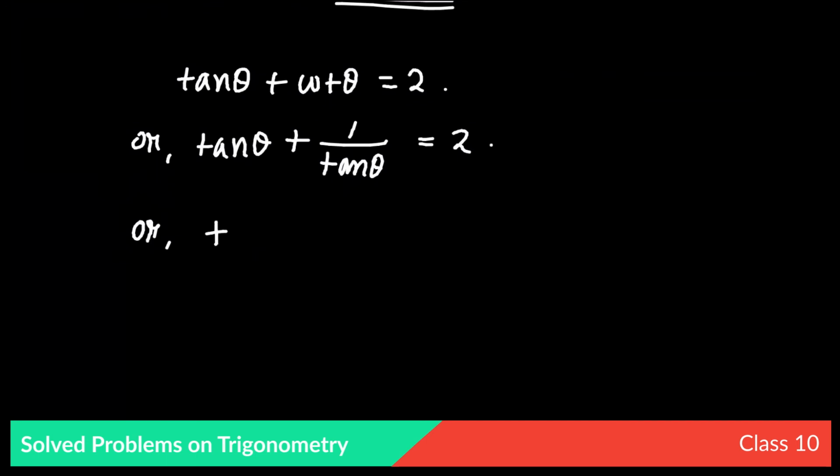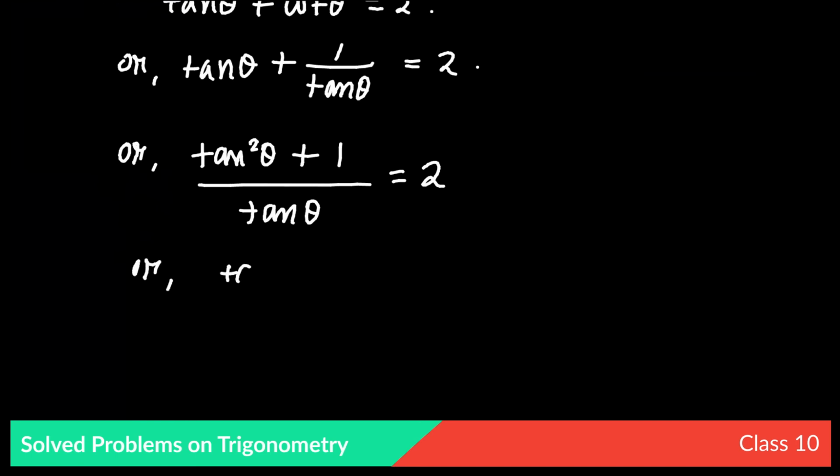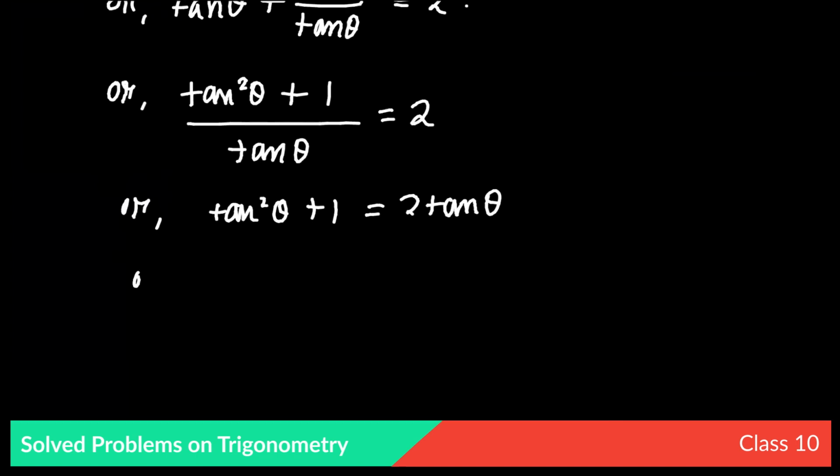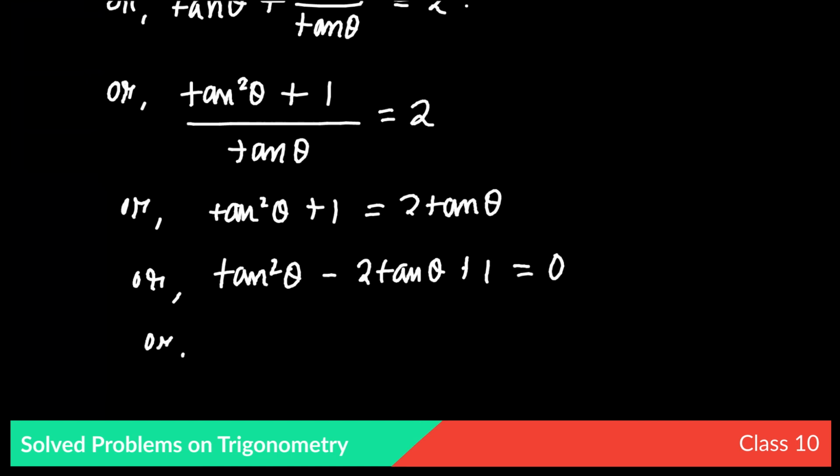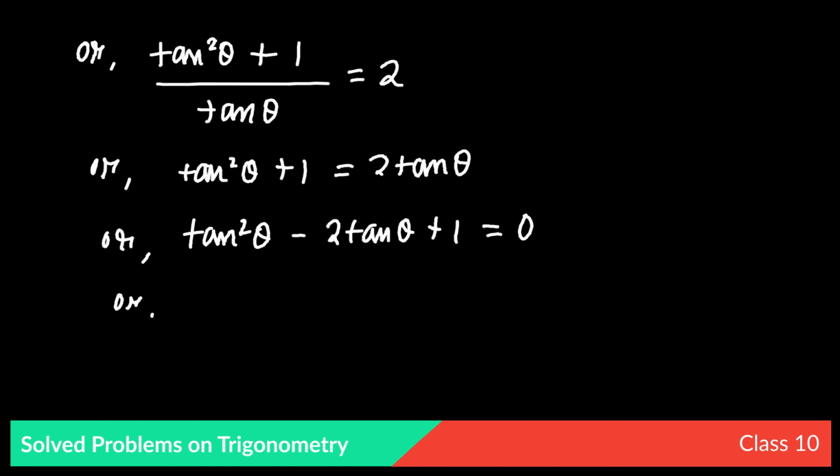Now if we take the LCM, it is tan square theta plus 1 by tan theta equal to 2. So it is actually tan square theta plus 1 equals 2 tan theta. So if we bring this 2 tan theta to the left hand side, tan square theta minus 2 tan theta plus 1 equal to 0. Now if you see this carefully, it is tan square theta minus 2 tan theta plus 1 equals 0. So if you observe this LHS, it is in the form of a square minus 2ab plus b square equals 0. So we can write that it is actually tan theta minus 1 whole square.